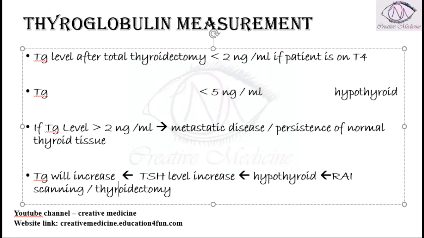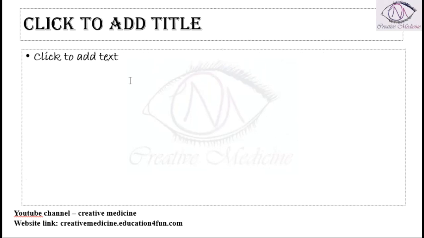After total thyroidectomy, that is the reason why we supplement T4 and then we check the thyroglobulin level. The thyroglobulin level should be less than 2 nanogram per ml. But if it is more than 2 nanogram per ml even after giving T4, then it is metastatic disease or normal thyroid tissue is left.